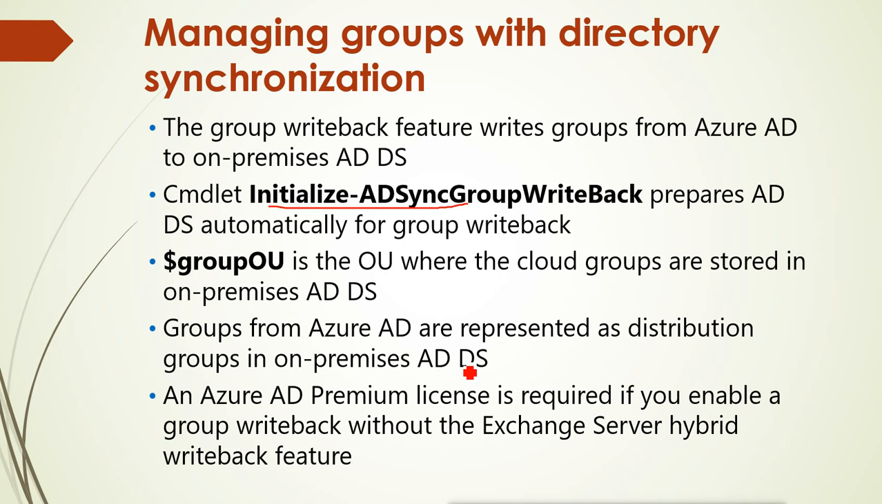We have two types of groups in ADDS, security and distribution group, but the groups which are created in Azure AD, when they are written back to our local on-premises ADDS, will be distribution groups. Then an Azure AD Premium license is required if you enable group writeback without the Exchange Server hybrid writeback feature. So if you want this feature, then you need to subscribe to the Azure AD Premium license.